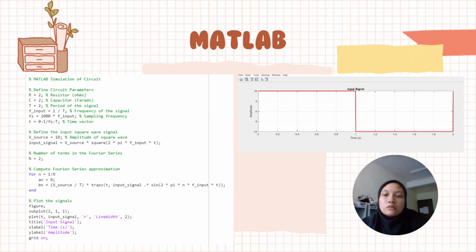And then we need to compute the Fourier series approximation, where we know An is equal to 0 because of the odd symmetry, and Bn is equal to V source over T times trapz of T, input signal, times sine 2 pi n ft. And then as we can see from the picture above, this is the AC input signal for the RC circuit.